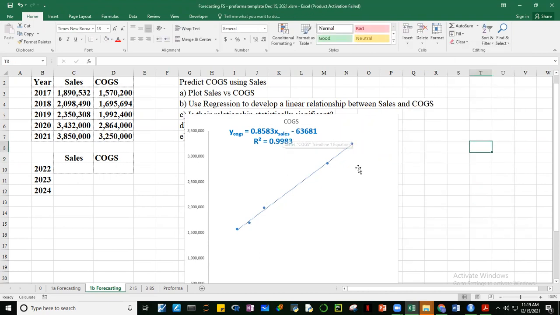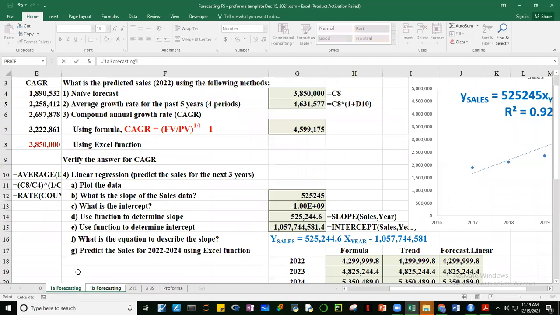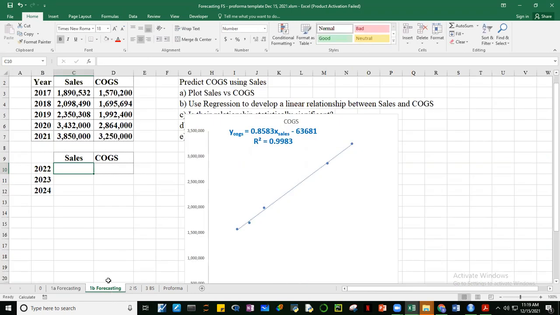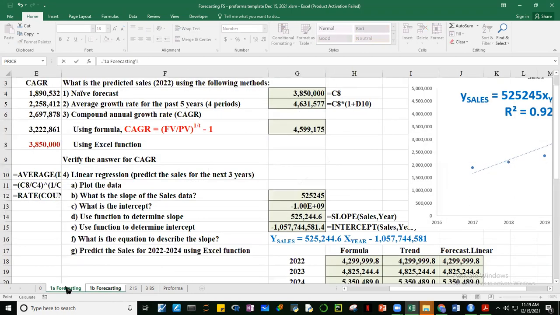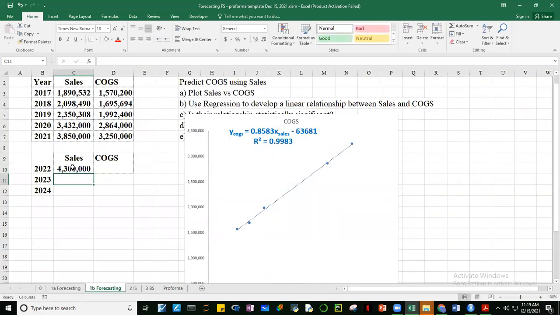Okay, so we can compute for the cost of goods sold for as long as we have sales value. Kung alam natin yung sales, guys, then makukuha natin yung cost of goods sold using this regression line. Okay, so let's use the forecasted sales from the file we opened. So this is equal to, let's just copy the values of the predicted sales for 2022, 2023, and 2024 using the regression line.